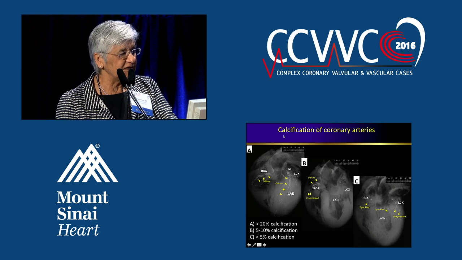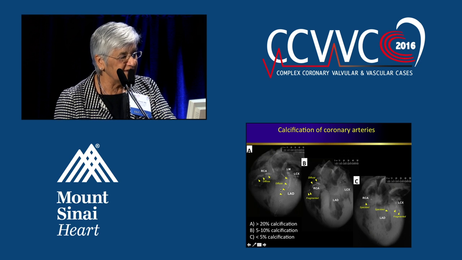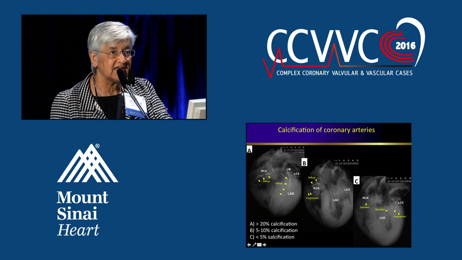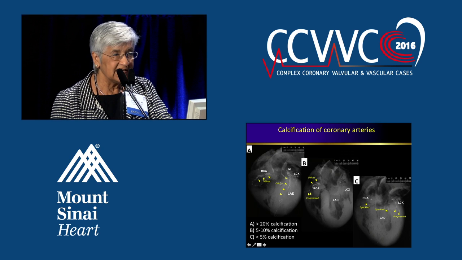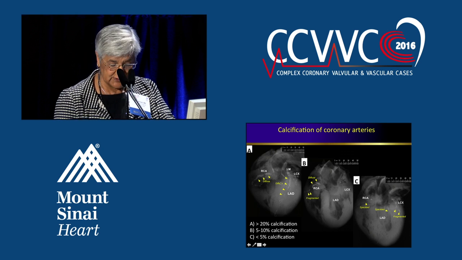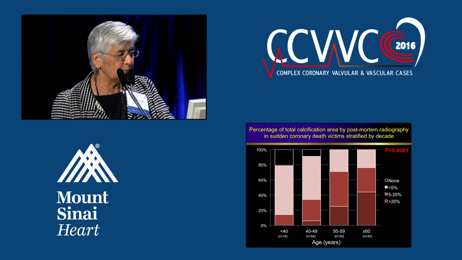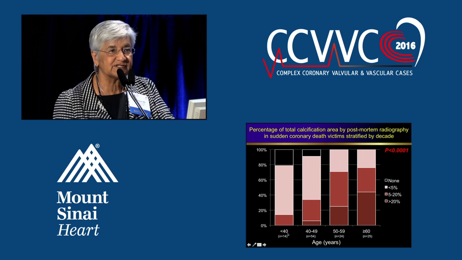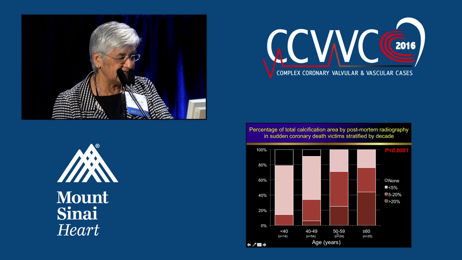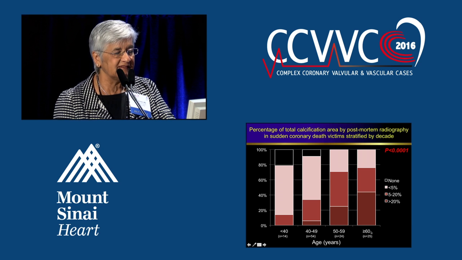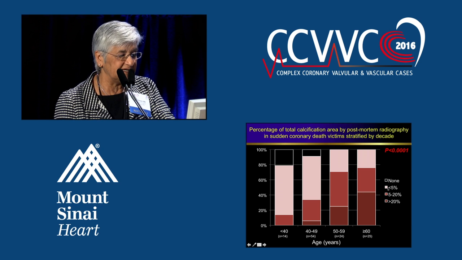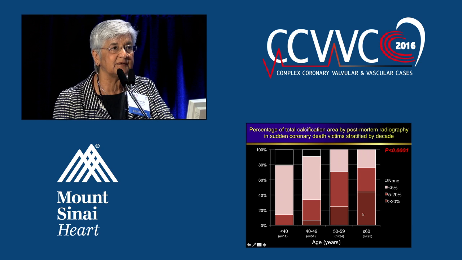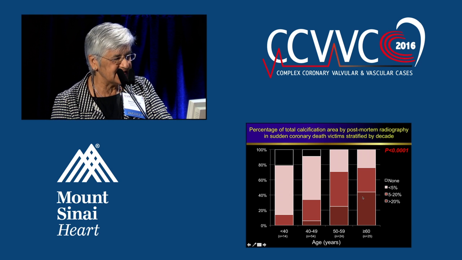What we did in this is we looked at calcification of coronary arteries on the radiographs of these hearts, and we divided it into less than 5%, as shown here in A, 5 to 10% calcification, versus greater than 20% calcification of the coronary arteries. When you look at the distribution for less than 40 years, 40 to 49 years, 50 to 59, and greater than 60 years, you can see that the light pink decreases, whereas the darkest, the greatest amount of calcification, increases with each decade.